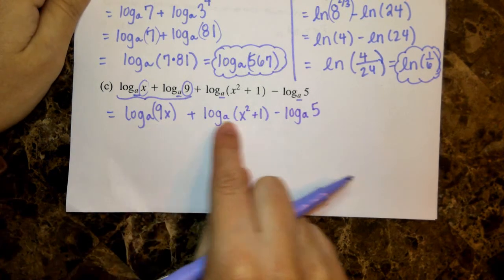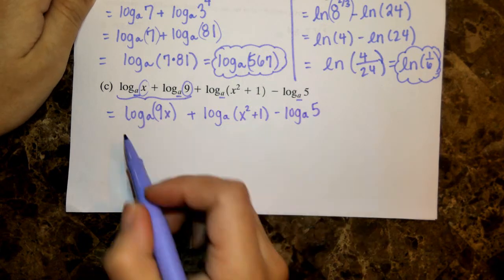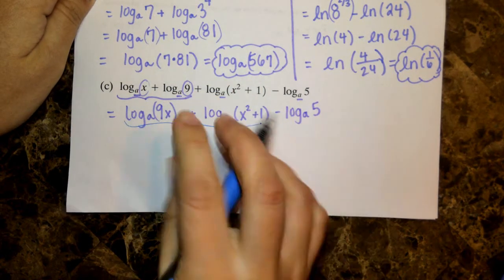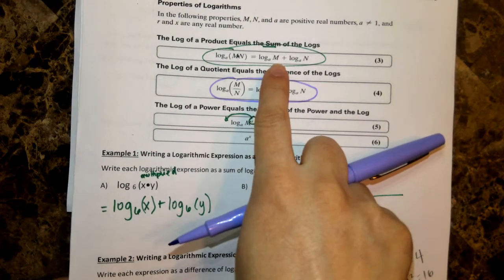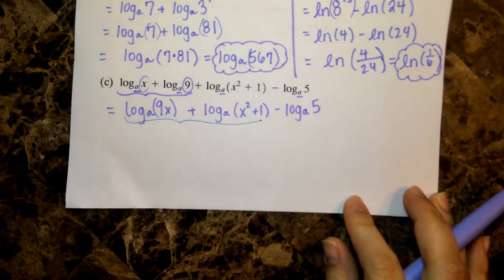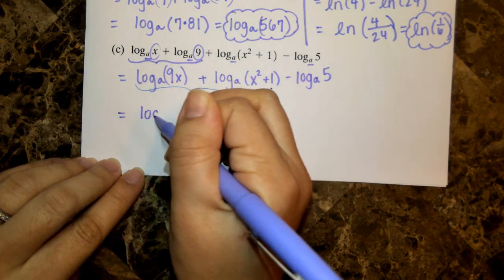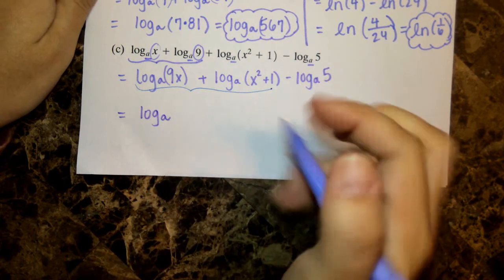I have these 2 logarithms, log base a of 9x plus log base a of x squared plus 1. These 2 logarithms are being added together. They have the same base, so I can combine them using that same property, the sum of logarithms. So I'm going to go ahead and do just that. I'm going to rewrite this as a single logarithm, base a, of 9x times x squared plus 1.